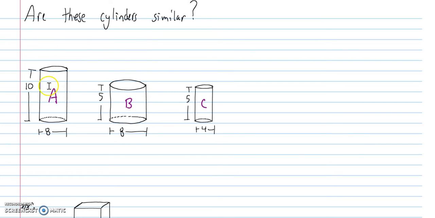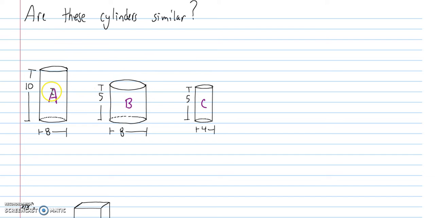In other words, are all the ratios the same? So if I look at cylinders A and B, we have a 2 to 1 ratio of the height, but the diameter ratios are 1 to 1. So A and B are not going to be similar. We look at B and C, we have a 2 to 1 ratio of their diameters, but the heights are in a ratio of 1 to 1, so they're not similar.